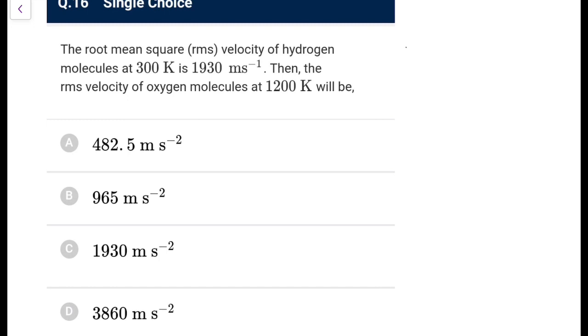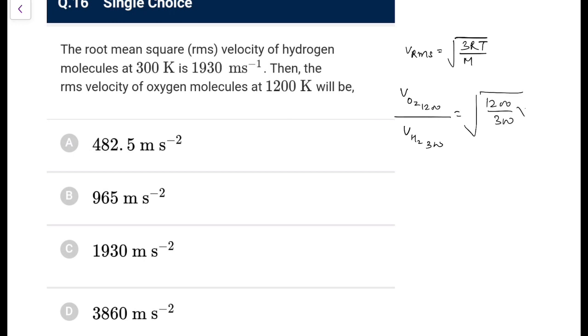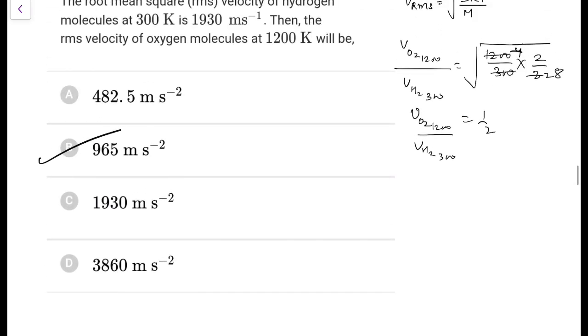Next one, the RMS velocity of hydrogen at 300 Kelvin is given, and the RMS of oxygen at 1200 Kelvin is... So you know VRMS, the formula everyone knows, is root 3RT by M. So what we require is oxygen at 1200 to the ratio of hydrogen at 300. R and this thing will be the same. Now the temperature of O2 is 1200, temperature of that was 300, and mass inverse, H2 is 2 and O2 is 32. So this is 4, this is 8, this is 1 by 4, so this is 1 by 2. So VO2 at 1200 and VH2 at 300, ratio is 1 by 2. So the oxygen speed would be half of this, so 1930 divided by 2. So I think this is 965 meter per second. Go for it, meter per second, not second square.